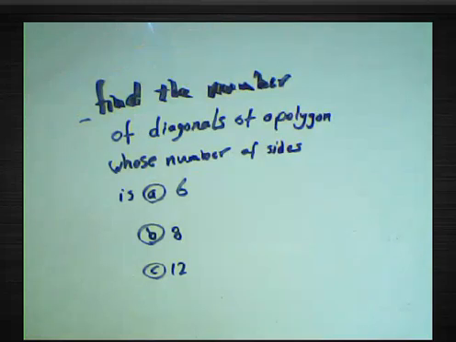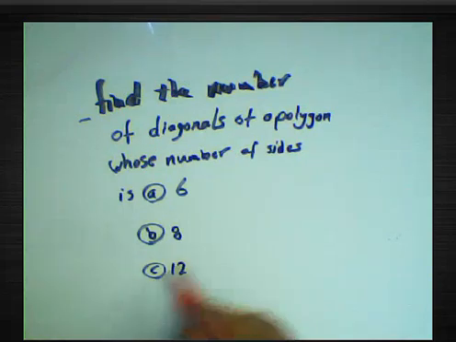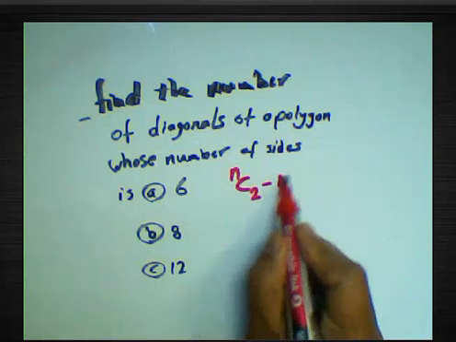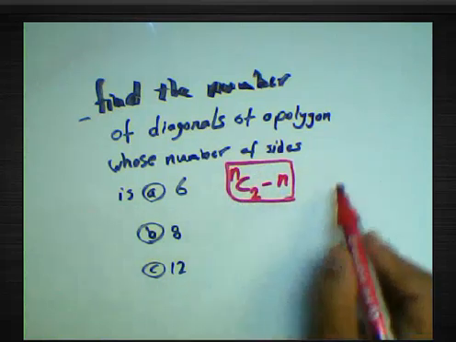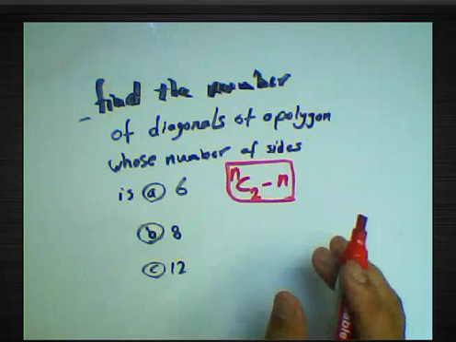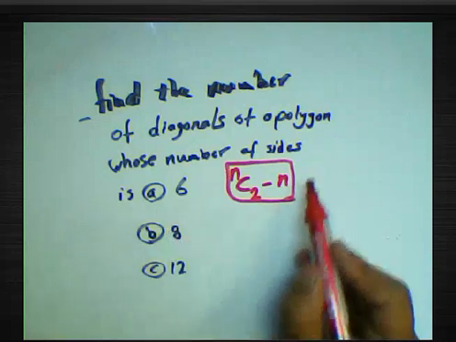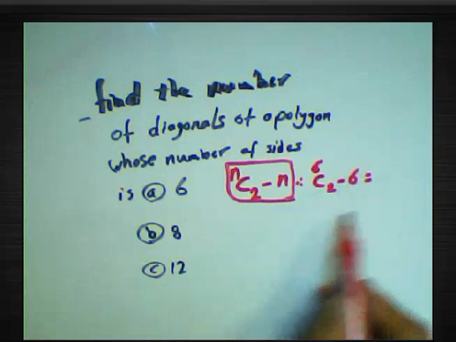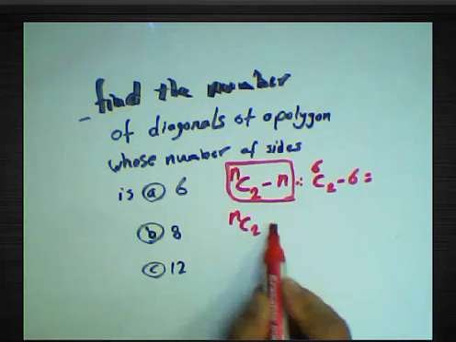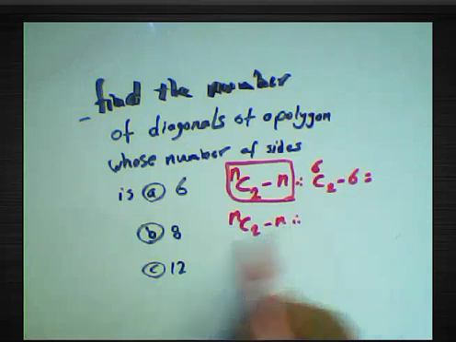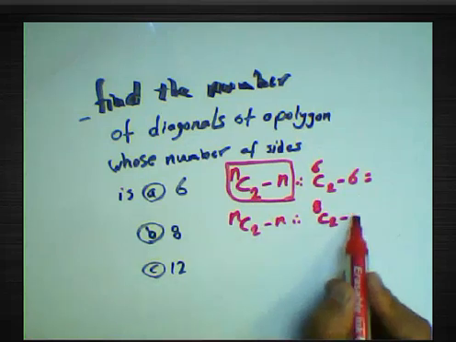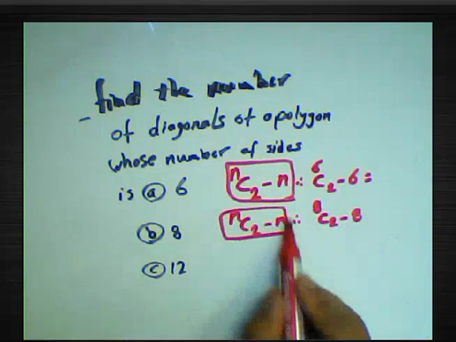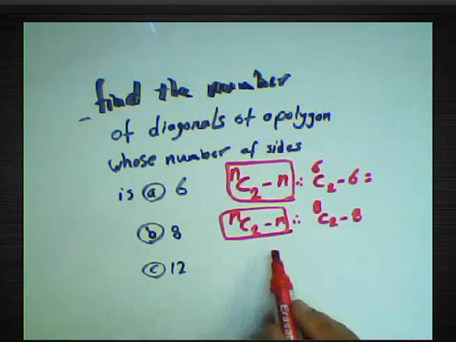Find the number of diagonals of a polygon whose number of sides is 6. We can use the rule n combination 2 subtract n. This is the rule we use to find the number of diagonals of any polygon. Put n equals 6: 6 combination 2 subtract 6. And here we can use n combination 2 subtract n. Then n equals 8: 8 combination 2 subtract 8. I use a ruler or a calculator to find the result.